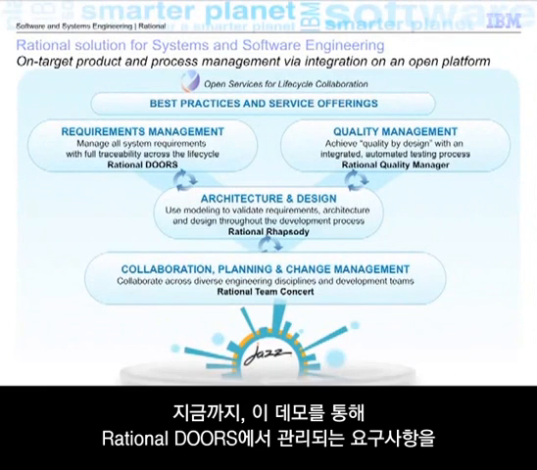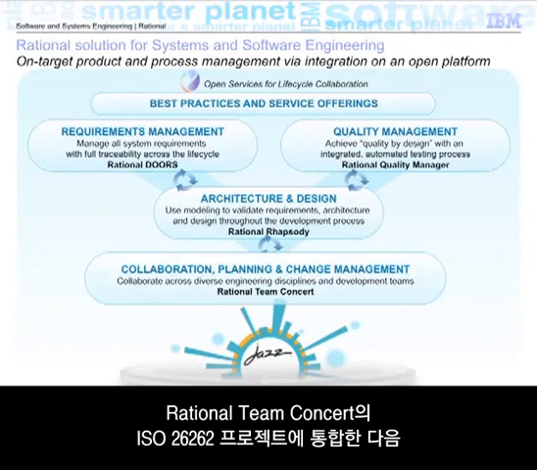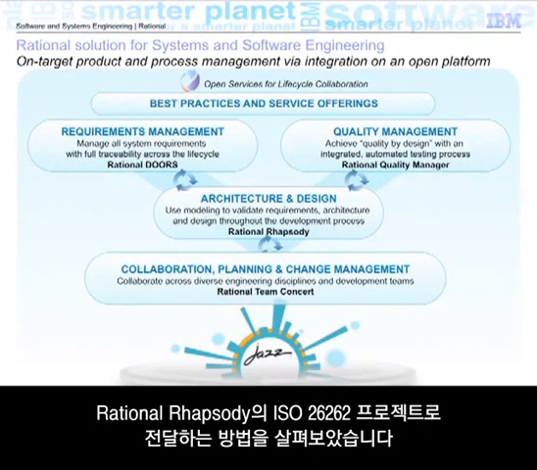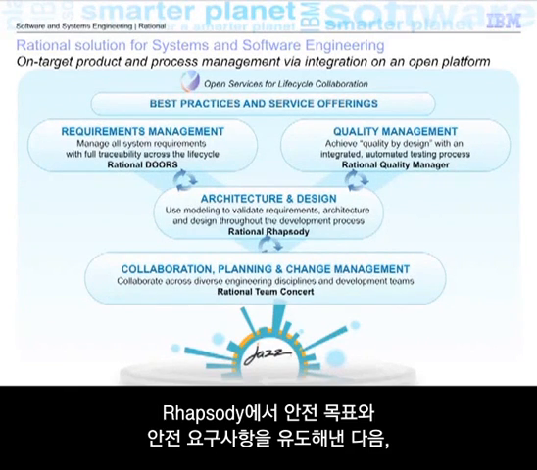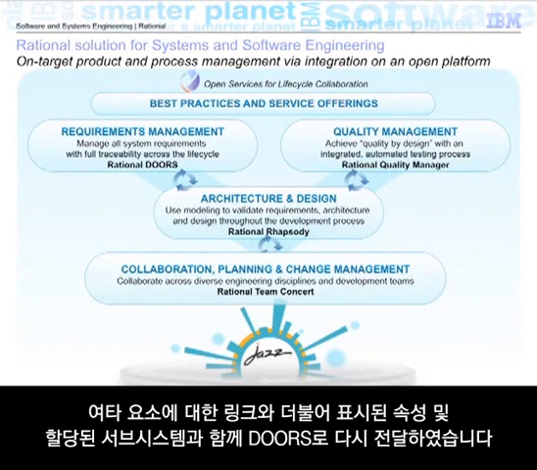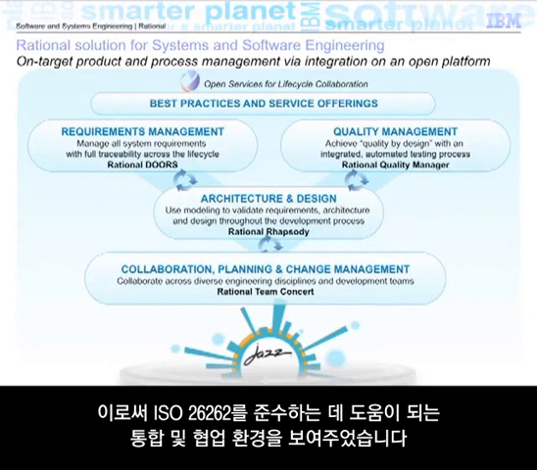In summary, this demonstration showed how requirements managed in Rational DOORS can be integrated into an ISO 26262 project in Rational Team Concert and then passed into an ISO 26262 project in Rational Rhapsody. This is where the safety goals and safety requirements were derived. The safety goals and safety requirements were then passed back into DOORS along with links to other elements and also displaying the ASIL attributes and allocated subsystems, thus showing an integrated and collaborative environment to help you comply with ISO 26262.